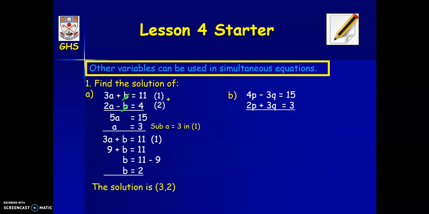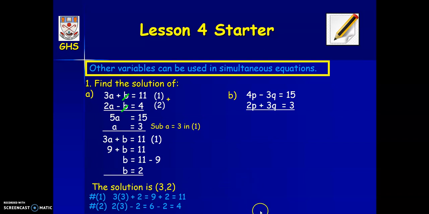Remember to double check the solution in the original equations. So if we put 3 and 2 into equation 1, we're looking to get the answer 11. And if we put 3 and 2 into equation 2, we're looking to get the answer 4, which we do. So we know that 3, 2 is the correct solution.